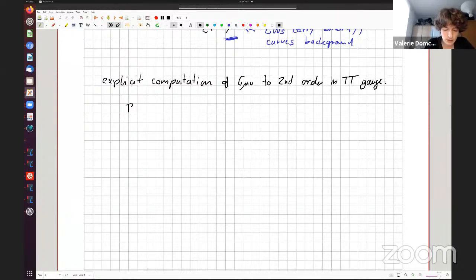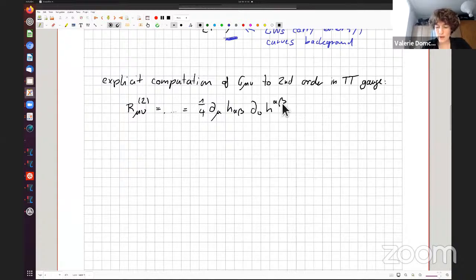In principle, what you need to do is compute R mu nu, as we did yesterday, to second order, which is a long computation. But in the end, what you get is this term, which has a derivative, two powers of h, and derivatives acting on both powers of h. And then you have 12 additional terms, which I'm not going to all write down.